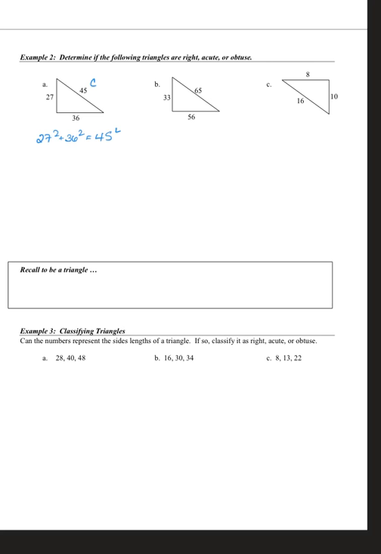Well, we end up with 27 times 27 is 729. 36 squared is 1296. And 45 squared is 2025. Okay, when I add the two numbers together, I get 2025. Is that equal to 2025? Yes. So this is a right triangle.